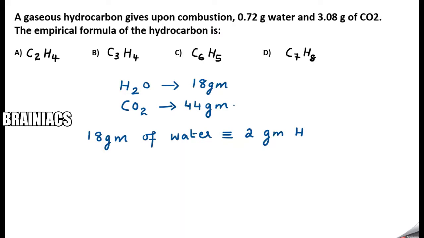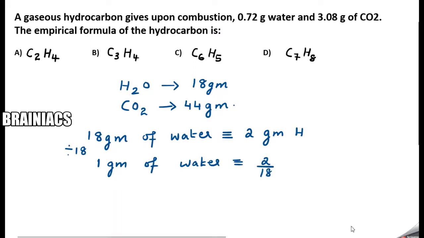Now we need to find out in 0.72 gram of water how much gram of hydrogen is there. So we need to convert 18 gram to 0.72 gram. So first convert this to 1 gram. So divide by 18 on both sides. So this will become 1 gram of water has 2 by 18, correct? On both sides we should divide. 2 by 18 gram hydrogen.